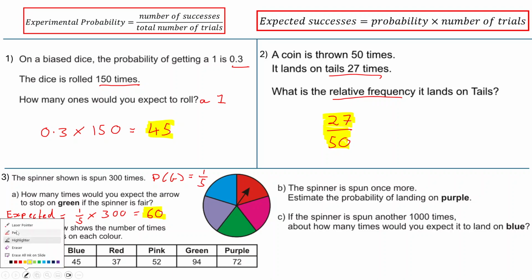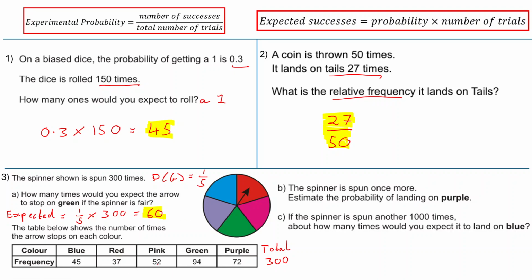Good. We've then got below, the table below shows the number of times that the arrow stops on each colour. The spinner is spun once more. Estimate the probability of landing on a purple. So I'm guessing these numbers here add up to 300. Let's just double check that. Let's do 45, add 37, add 52, 94, add 72. Yeah, good. These add up to 300, which is good.